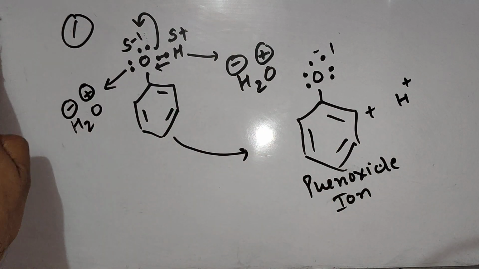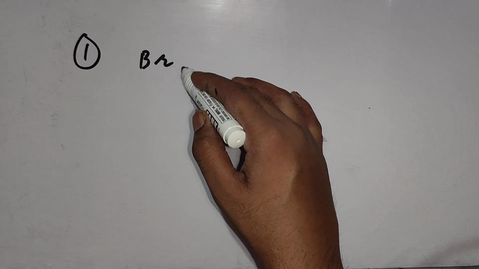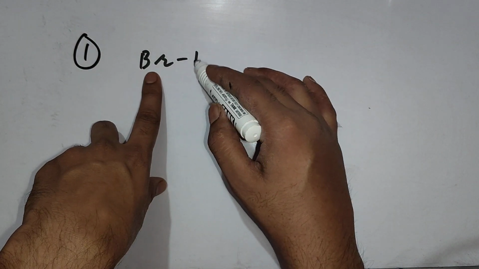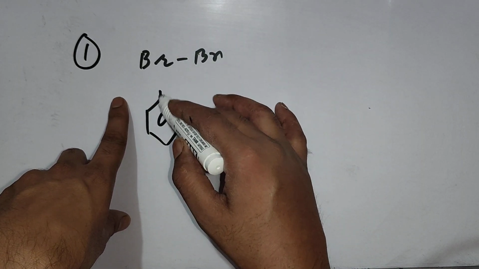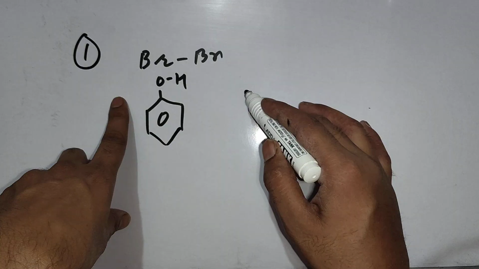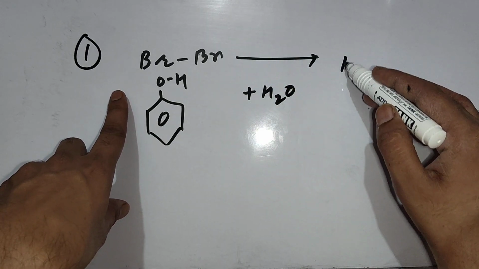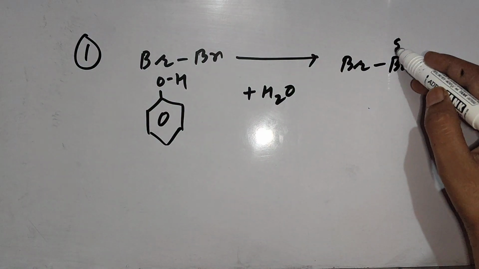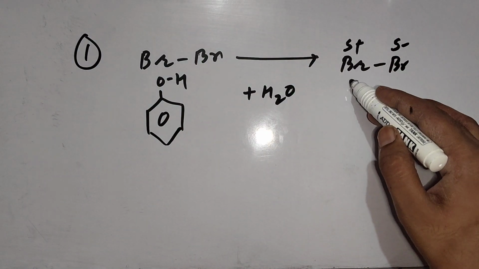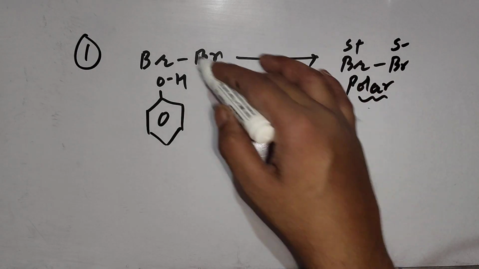Means if I write the overall condition of this bromine and this phenol, when they come in contact with water, this bromine will turn to delta negative, delta positive, means slightly polarized bromine. It is now polar. Right now it is non-polar.